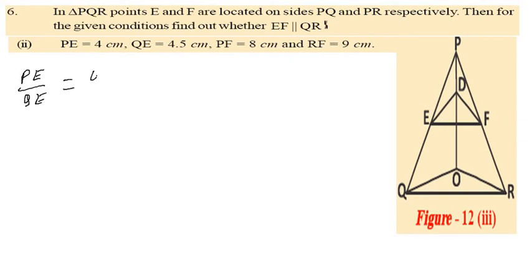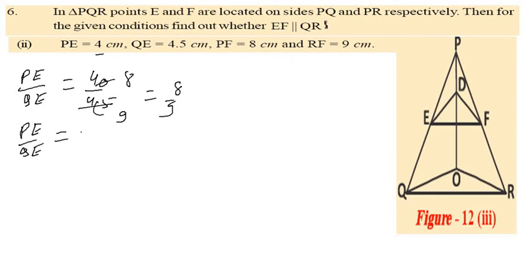So PE is given as 4. You have to see here QE is 4.5. Now remove the decimal and put the 0. So 5 9s are 45 and 5 8s are 40. So we get here 8 upon 9. So you can write here PE upon QE will be equal to 8 upon 9, and that is equation first.